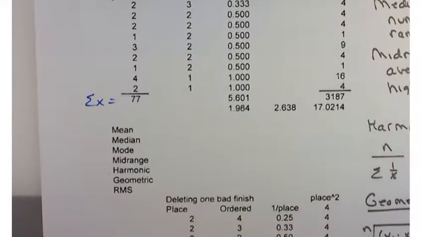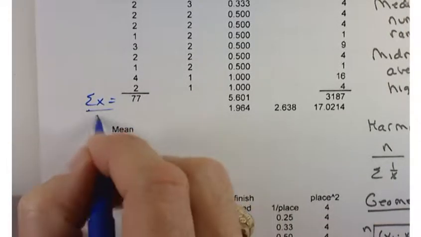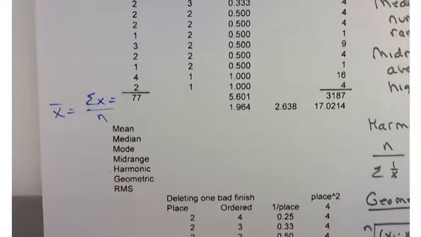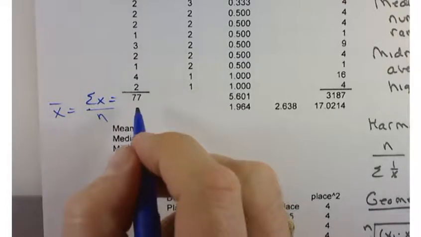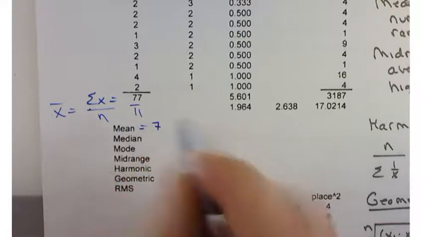11. So n is 11. So divide by n, and that gives us something called x bar. That's your mean. This is what we call the sample mean. So if I divide 77 by 11, I get a mean of 7.